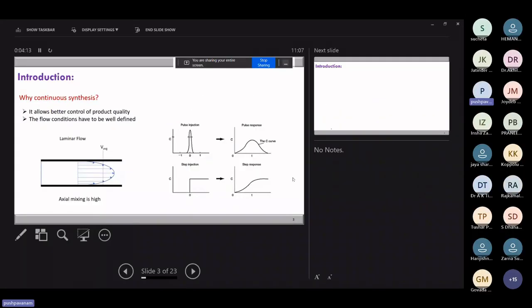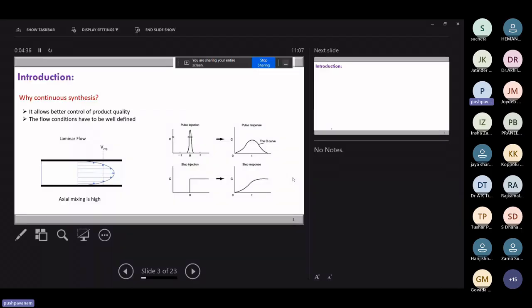Now, we want to synthesize these nanoparticles in a continuous manner. We don't want to do the synthesis in a batch process. So when you talk about synthesizing in continuous mode, the very common reactor which comes to our mind is the laminar flow reactor.